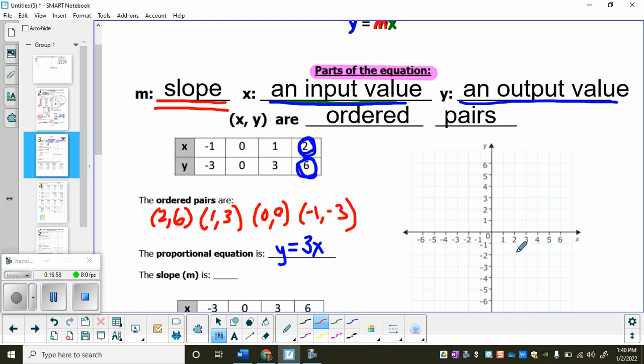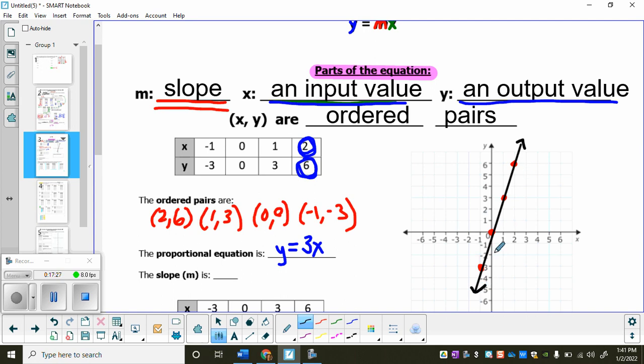So let's plot the point 2, 6. If I go over 2 and up 6, okay, I've got a point. If I go over 1, up 3, I got a point. 0, 0, the origin is a point. All right, and if I go back 1, down 3, back 1, down 3, I'm right here. And you want to connect. I know I've got my little straight line tool, which makes it easy for me, but just try to connect a straight line the best you can right now. All right, cool, there we go.